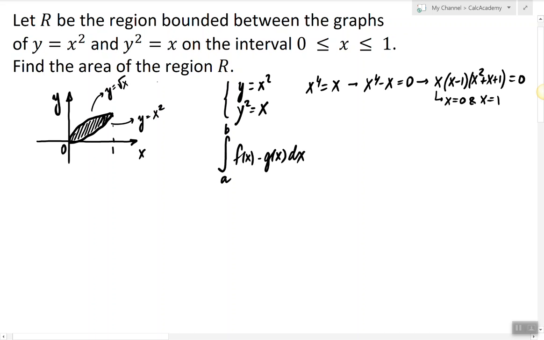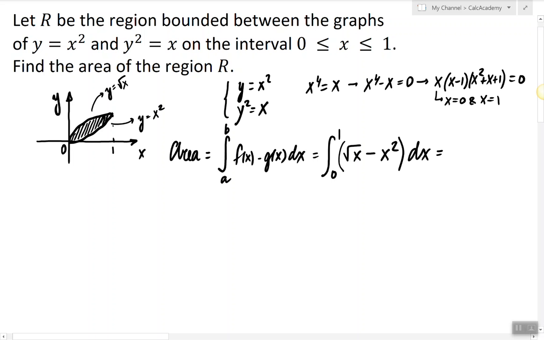So once we have both graphs written as functions, now we can just find the area by using this formula. So the area between these two graphs on the interval from 0 to 1 can be found by integrating f of x, the upper function, in this case square root of x, minus g of x, the lower function, in this case x squared, with respect to x.